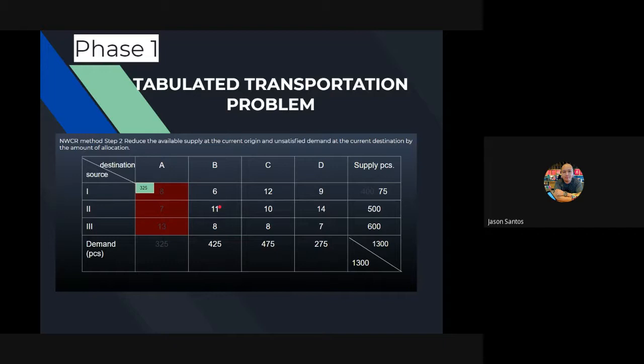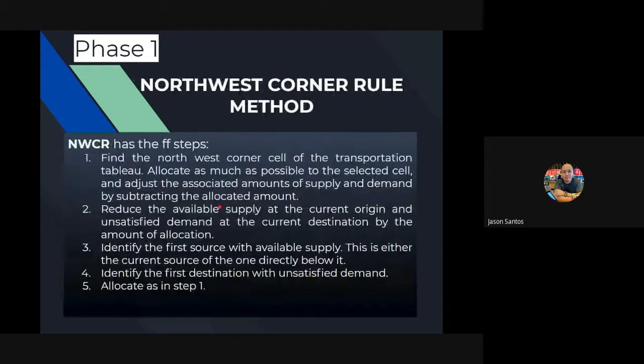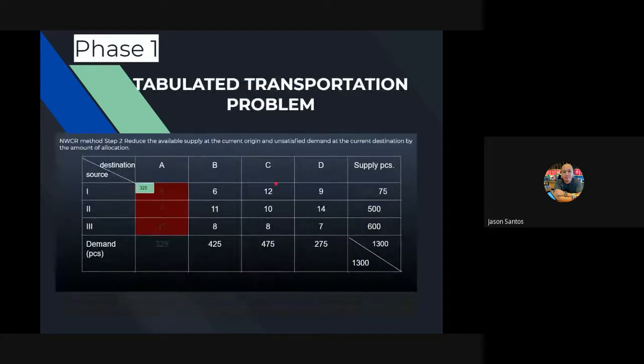First, what we would have to do, as it says here, sorry for the typos, is find the northwest corner cell of the transportation tableau. So we go with the northwest corner cell, which is this one, number 8: source 1, destination A.